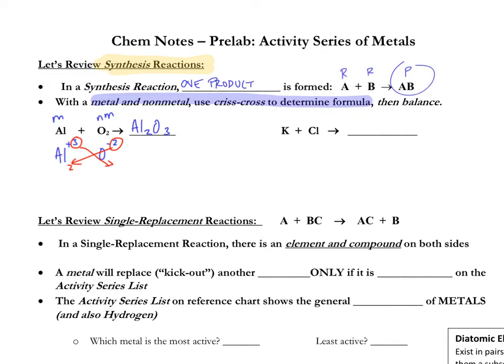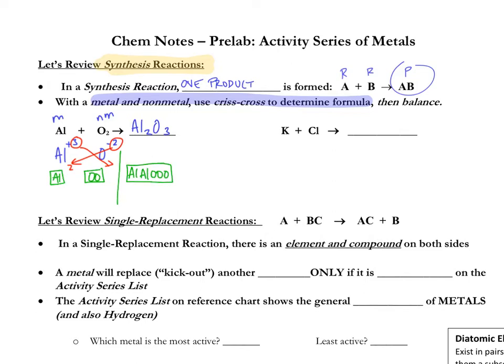Let me do this in a different color so we don't get confused. So there's my arrow. I've got aluminum on this side. I'm going to put a box around it. I've got 2 oxygens bonded together. I'm going to put a box around it. On this side, I've got Al2O3: 2 aluminums and 1, 2, 3 oxygens.